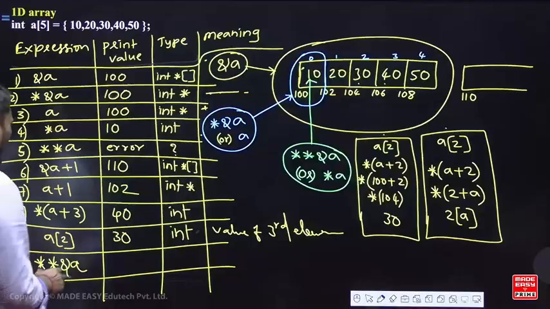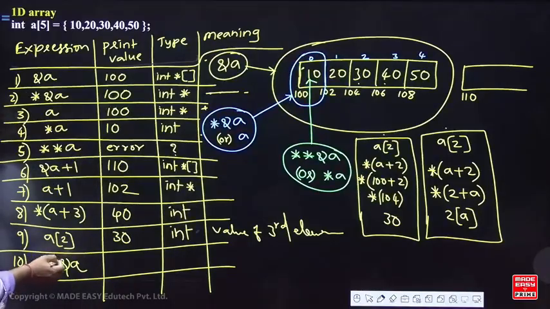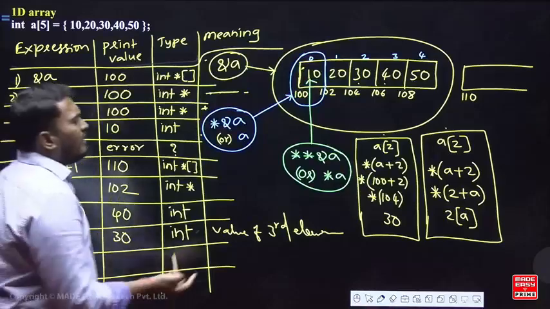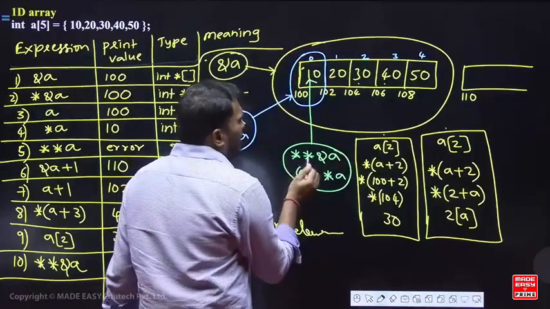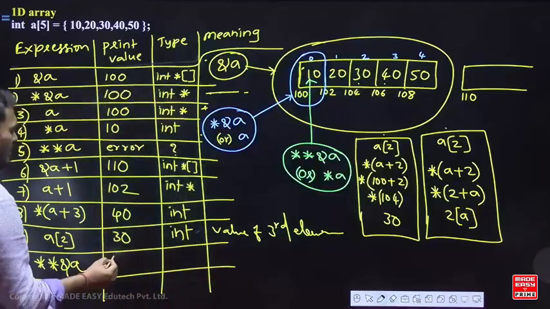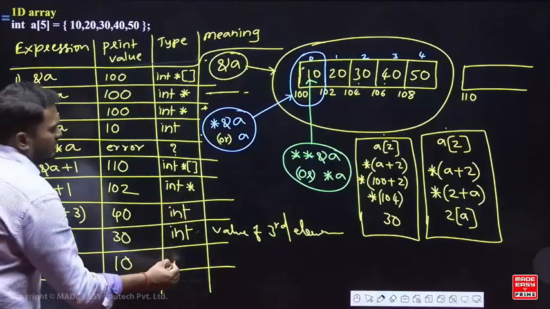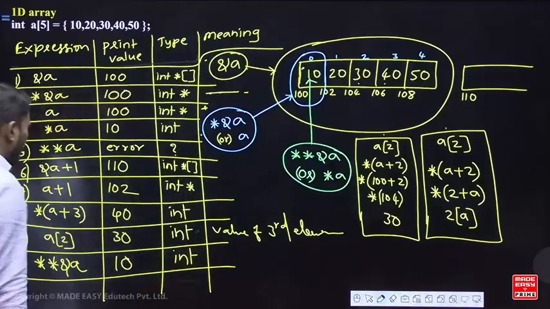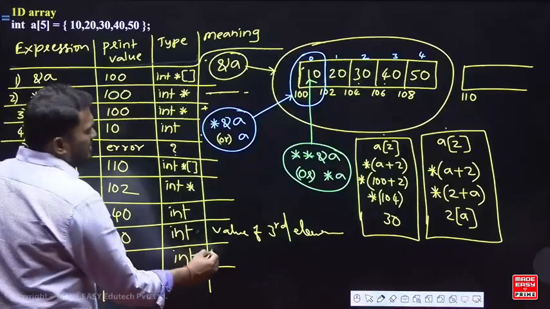Right, now look at here. Double star ampersand a is exactly same as what? Look at here, star and ampersand cancel. It is exactly same as star a. I have written clearly on the board: double star ampersand a or star a, both are exactly same. So it will print 10, and the type is integer.